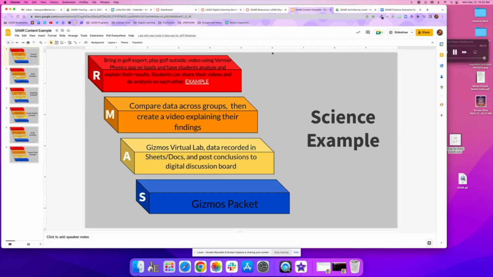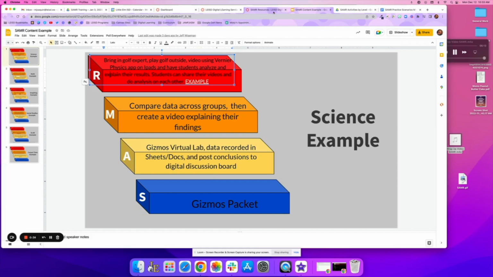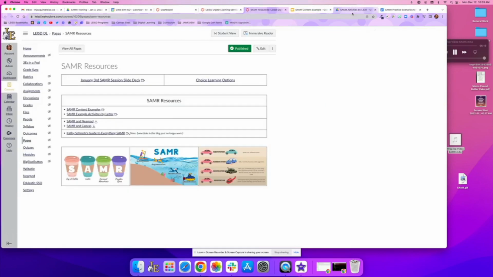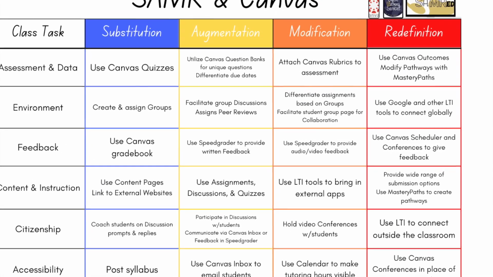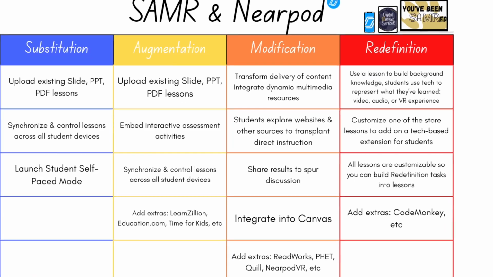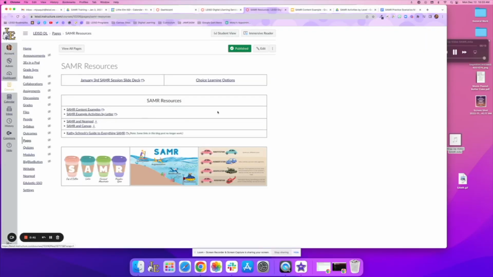In these cases, the examples are for one lesson or activity being tweaked to move it up from S to A to M and then to R. Also included are ideas on how Nearpod and Canvas can be leveraged for different SAMR levels, and a few activity and lesson examples broken down by the level of SAMR.